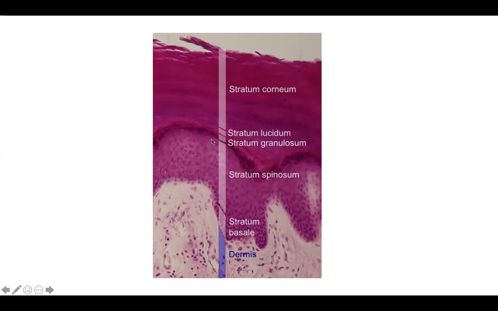The interesting information that I need to tell you is that the stratum basale is the only mitotically active layer of the skin. This will help you understand a lot of diseases and a lot of treatments. How does it work? The cells start from here and they end up here. The journey from here to here is 14 days, okay?